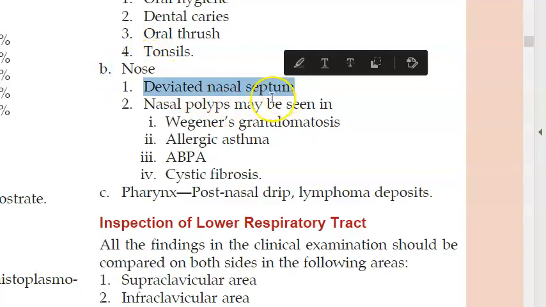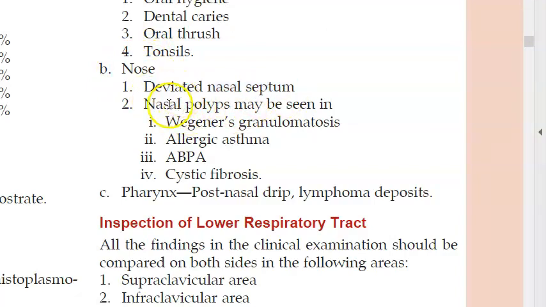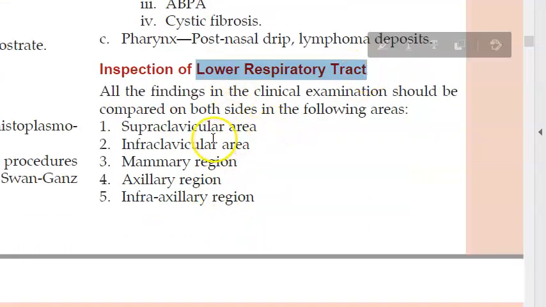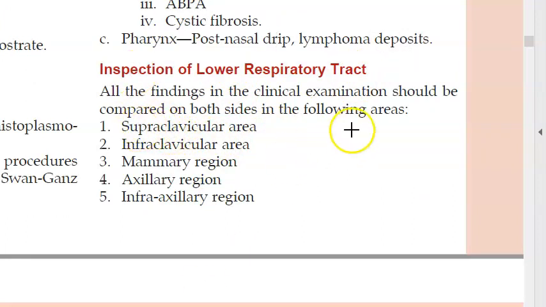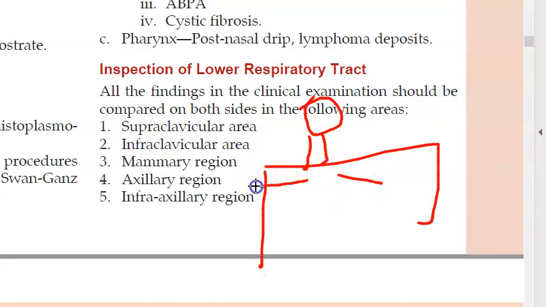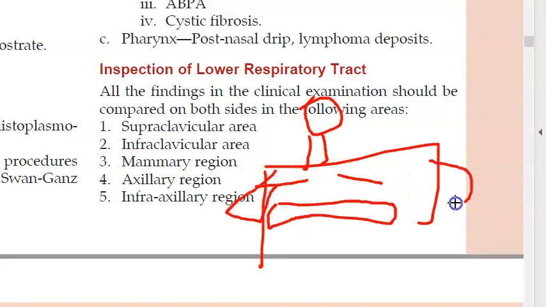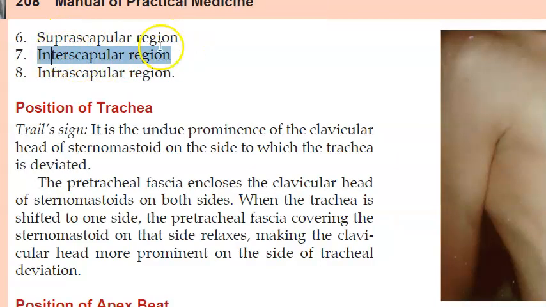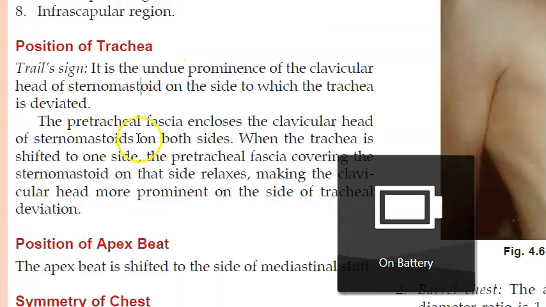Nose, you will check for deviated nasal septum. As such, just see from outside. We are doing inspection. Check for nasal polyps. Can you see any polyps externally? But otherwise, if you want to see if they are inside, you will have to touch the patient. Then what else can you check, guys? Lower respiratory tract, you'll have to check inspection. You will check his supraclavicular area, infraclavicular area, mammary region, axillary region, and infraaxillary region. And at the back you will check the suprascapular, interscapular, and infrascapular areas. All three you will have to check.